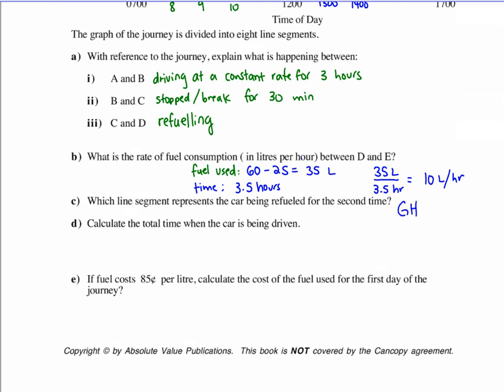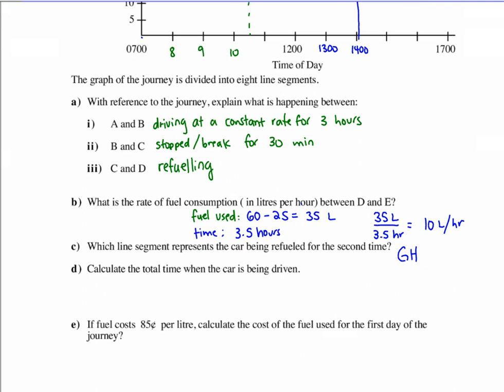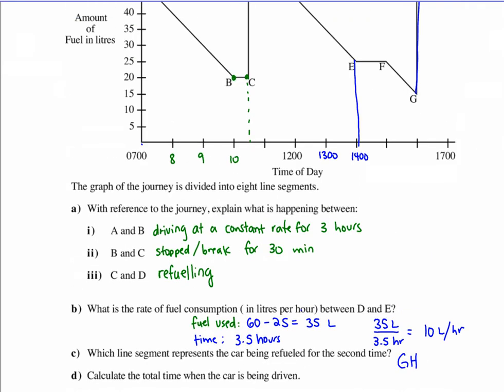And last question, or I guess there's 2 more, calculate the total time when the car is being actually driven. So be careful, we're not including breaks. So the total time the car is being driven. There's 2 ways you can do this. You could take the whole trip and then subtract off the time that you're not driving. So we start at 7 o'clock and we finish at 1700. So that would be 10 hours.